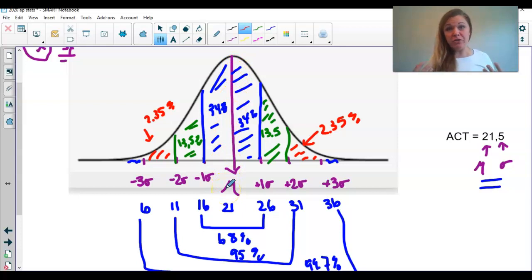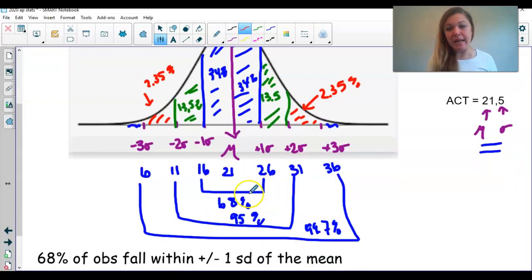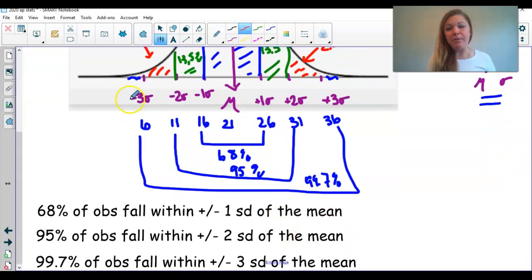When we're drawing conclusions about that population, we can go 3 standard deviations up and 3 standard deviations below. We can say 68% of that population will fall within that first standard deviation of the mean. 95 will be within that second standard deviation of the mean. And 99.7 will be within the third standard deviation of the mean.